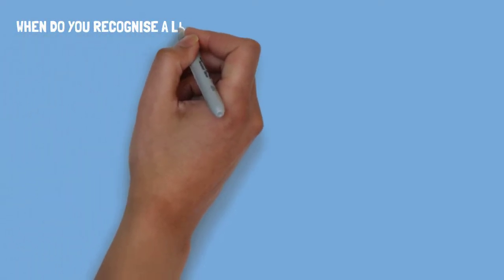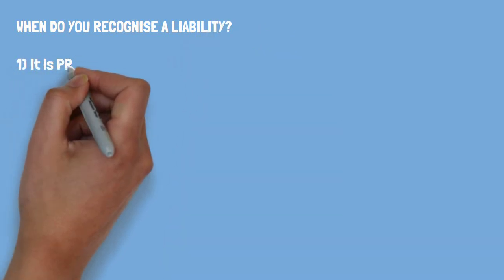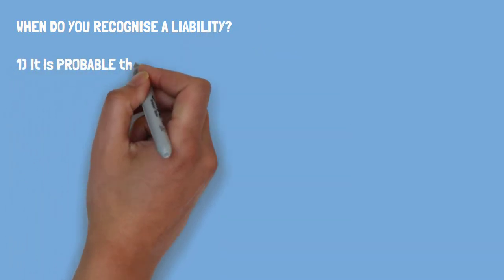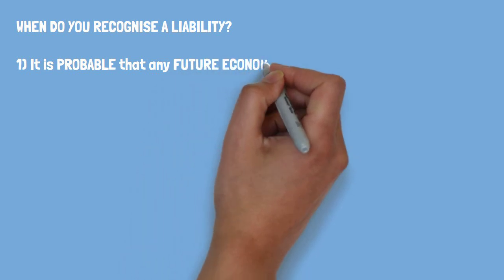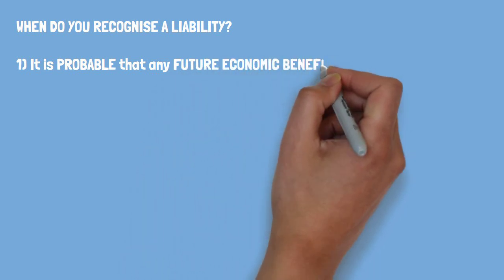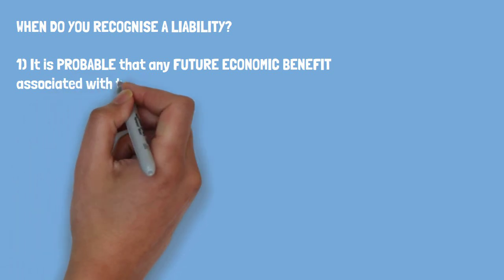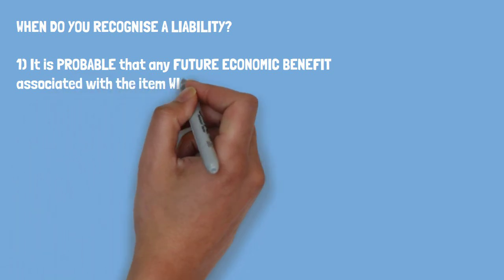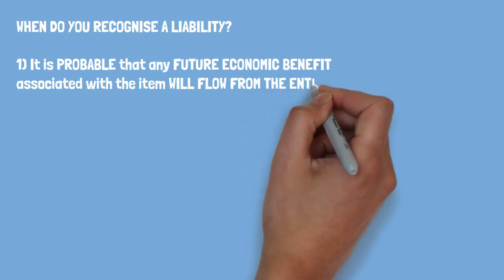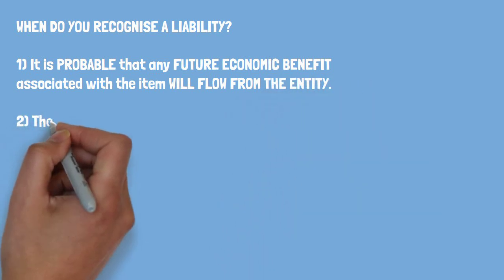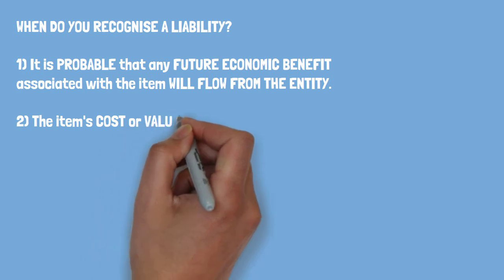Okay, so now you know what liabilities are, and you've got examples of liabilities. So when do you recognize them? We've actually covered both of these two points earlier in different parts of the video. The first, which we've covered before, is that the item's cost or value can be measured reliably. And the second is that it is probable that future economic benefits will flow from the entity.